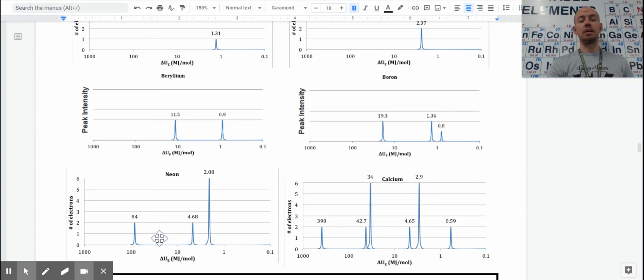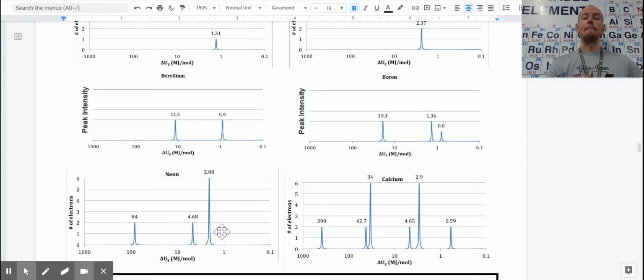Neon is down here. Neon is still at the end of energy level 2. We see a huge ionization energy there relative to the 1, 11, or 19. It takes 84 megajoules, so way, way more energy. And then I have a 4.6 and a 2.8. So this is about 20 times higher. This is just over 2 times higher.